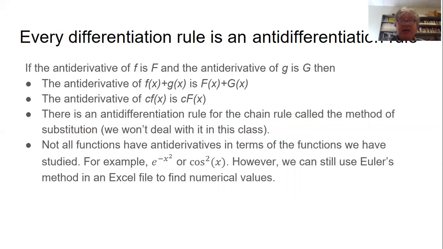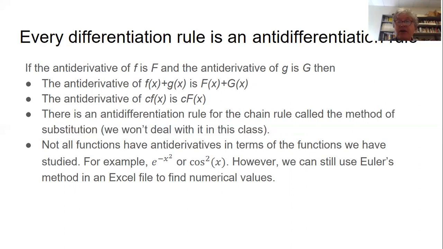Anti-differentiation turns out to be harder than differentiation because you've got to work backwards from differentiation. We've got all these rules for doing differentiation, but there are some functions where you can't put the antiderivative in terms of the functions that we know. A famous example is e to the minus x squared. Its antiderivative turns out to be the normal bell curve, but you can't write it as an elementary function. Another example is cosine squared of x.